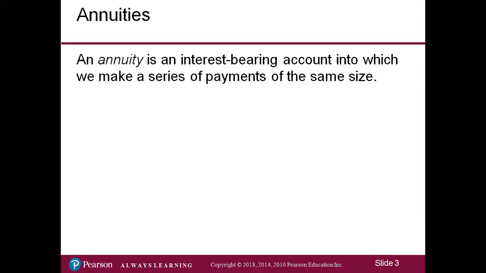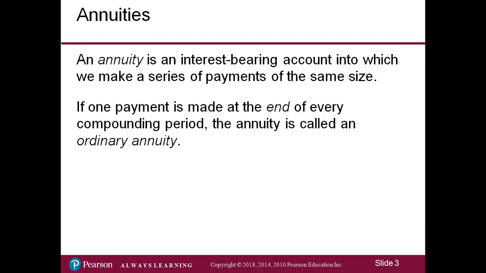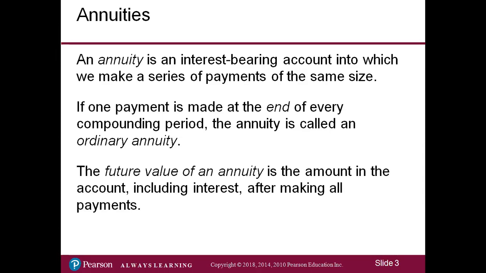Annuities. An annuity is an interest-bearing account into which we make a series of payments of the same size. If one payment is made at the end of every compounding period, the annuity is called an ordinary annuity. The future value of an annuity is the amount in the account, including interest, after making all payments.